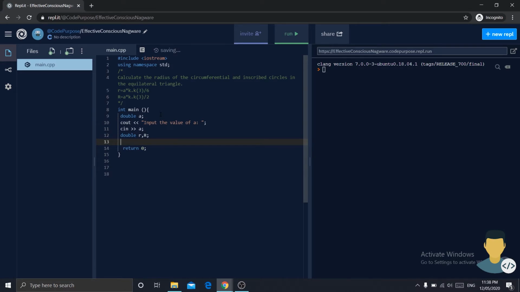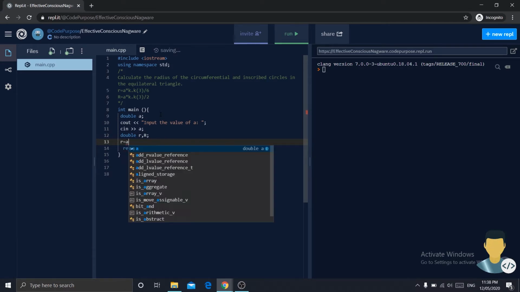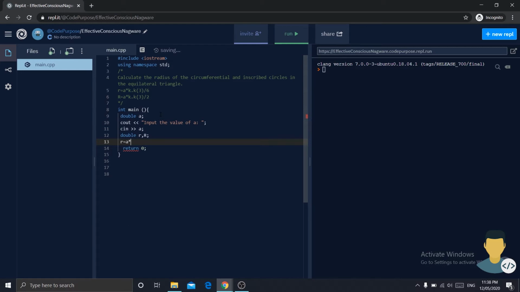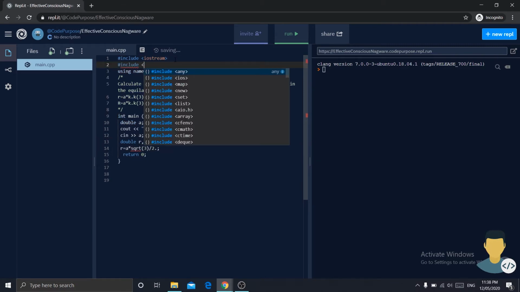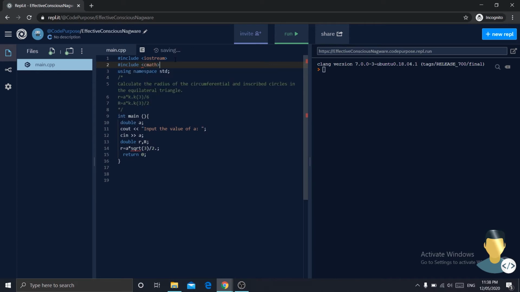Now, R is equal to A multiplied by square root of 3 divided by 2 and a little dot because we have a double. Now the reason we have an error is, yes, you guessed it, we need the library cmath. Include cmath.